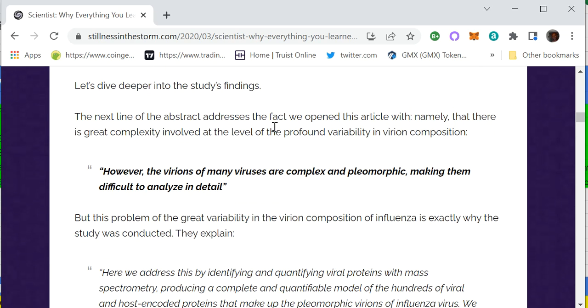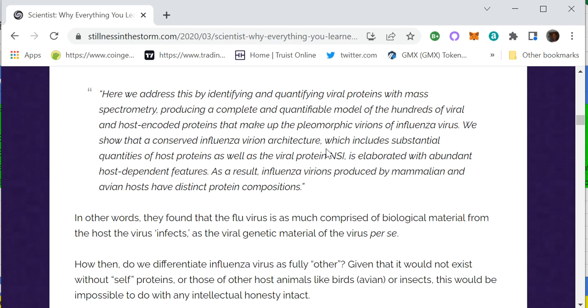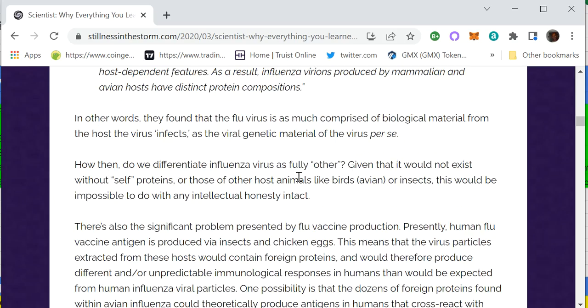Now, some other things. Virions of many viruses are complex, making them difficult to analyze. In other words, they found the flu virus is as much comprised of biological material from the host the virus infects as the viral genetic material.